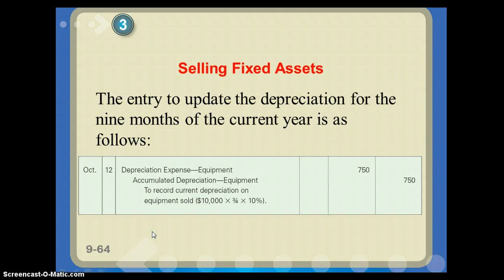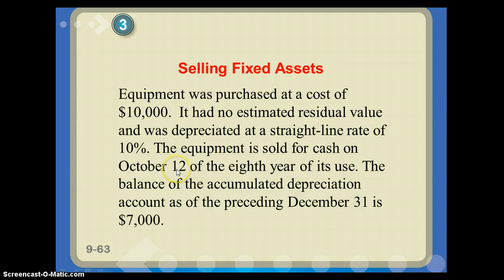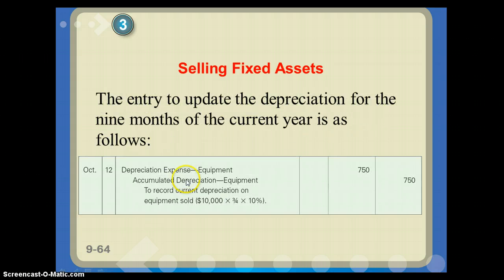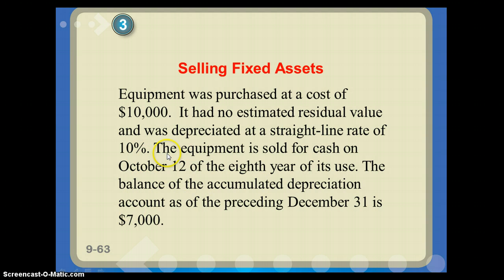So we have the entry here. You'll see the equipment is sold, or 3/4 times 10% of the $10,000, because it's only 3/4 of the year, because it's in the beginning of October. So our depreciation expense on the equipment is $750, and our accumulated depreciation is $750 to update the depreciation. So that's our first entry, whether we're selling or disposing it. Figuring out we had the 9 months here of use, because this is before the 15th, we would consider it 9 months.